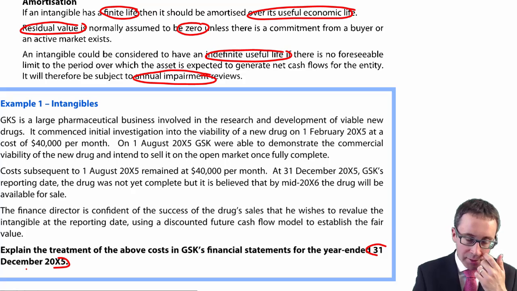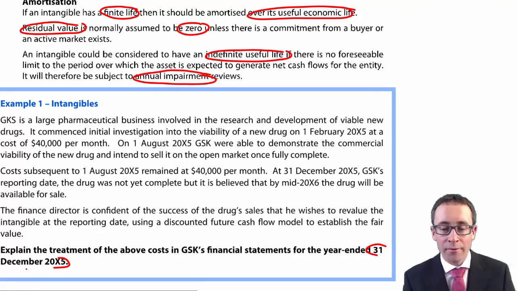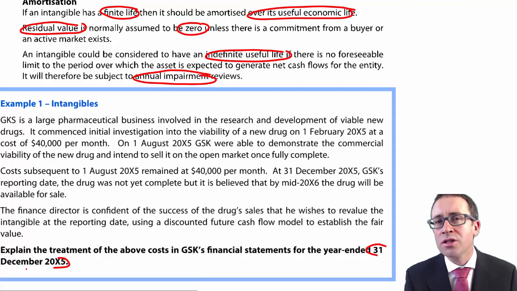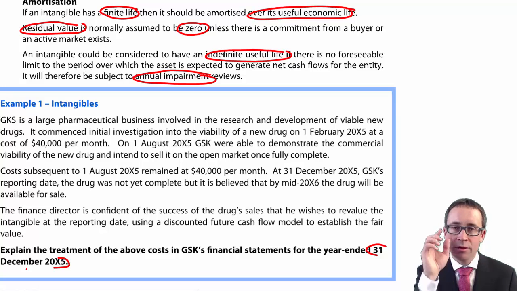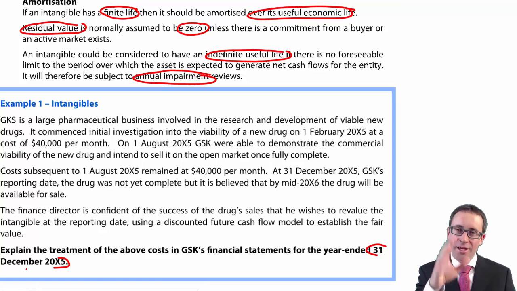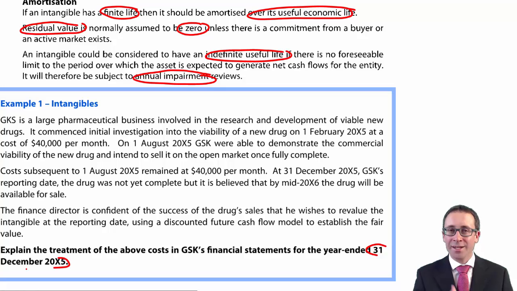GKS is a large pharmaceutical business involved in research and development. So there we go. What's the accounting treatment of research? Excellent. Expense it through to profit or loss. Development expenditure. Yes, we must capitalise it, mustn't we? Don't worry, I'm not going to go through the 6 criteria. I can hear you shouting at me already. SECTOR, SECTOR, SECTOR. So yeah, great, SECTOR. What does it stand for? Yeah, that's a challenge, isn't it? Yeah, never mind SECTOR. Tell me what it stands for. That's the hard bit, isn't it?